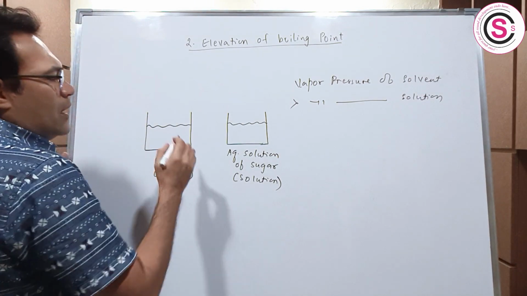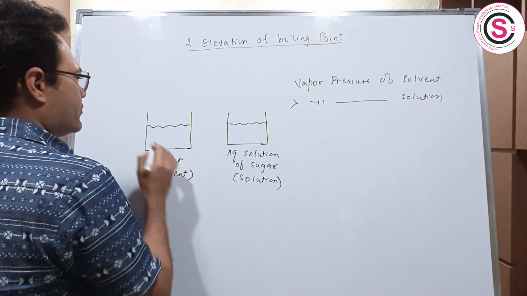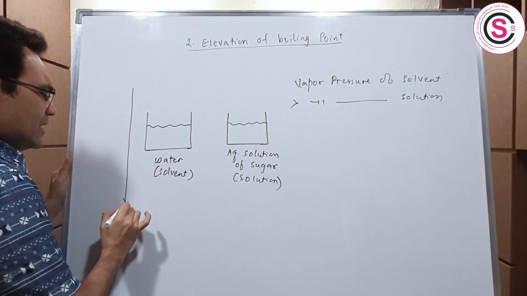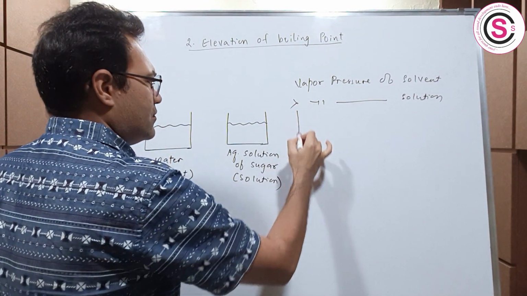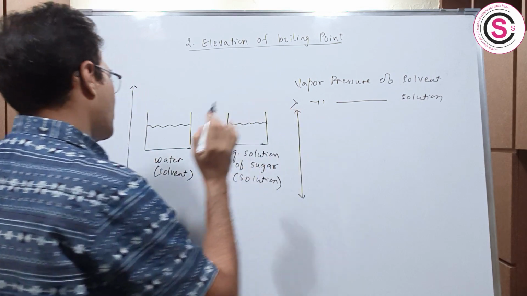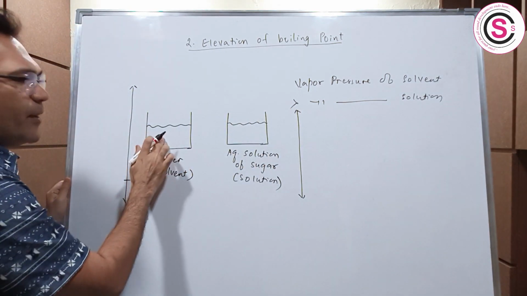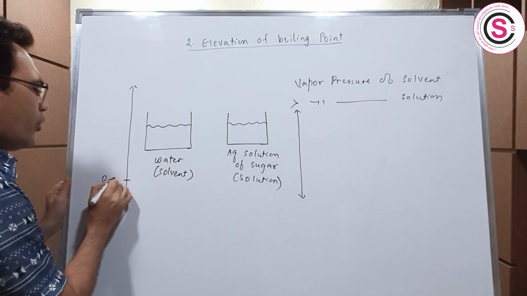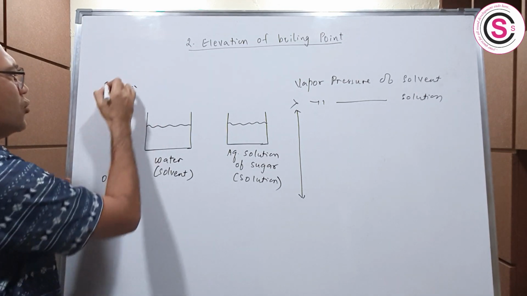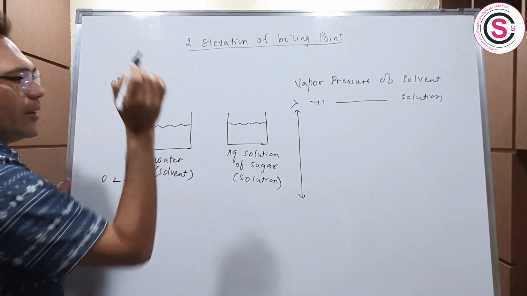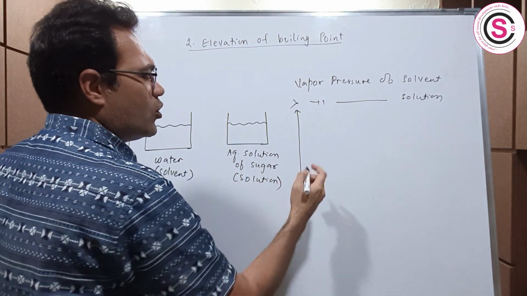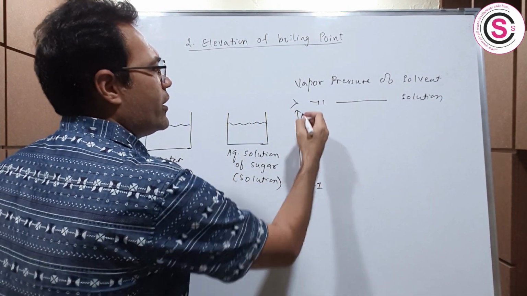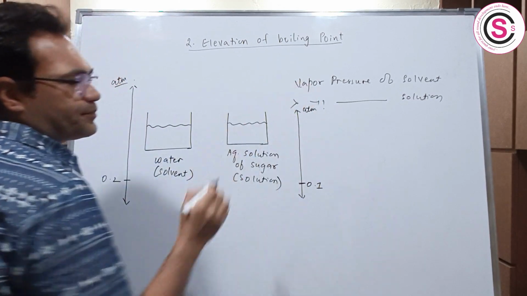Now, I will just draw one axis, to ease your understanding. Suppose at 25 degrees Celsius, the vapor pressure of water is 0.2, in terms of atmosphere. Okay. So at 25 degrees Celsius, the vapor pressure of the aqueous solution of sugar, say for example students, is 0.1, again in terms of atmosphere.